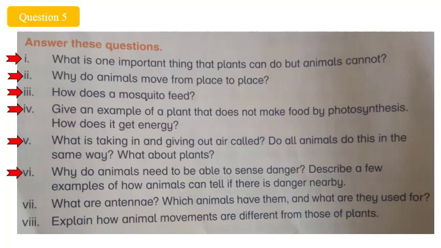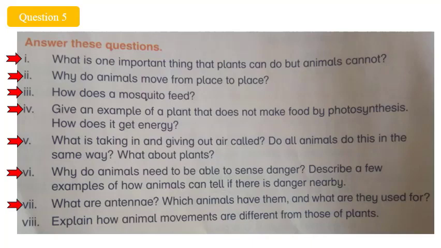Number 6. Why do animals need to be able to sense danger? Describe a few examples of how animals can tell if there is danger nearby. Revise your knowledge related to sensitivity, and you will find why animals need to be able to sense danger. Also, in the second part, you need to describe a few examples of how animals can tell if there is danger nearby. You will find these examples in your Unit 3.